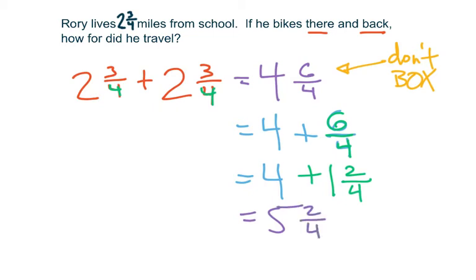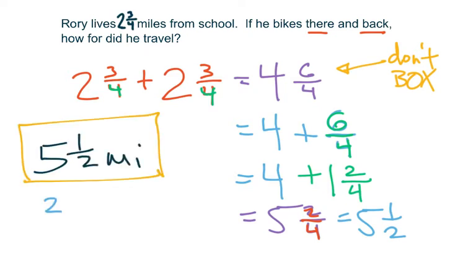Now don't box it up. Why? Well, clearly 2/4 can be reduced. So what would that be? Well, it'd be 5 1/2. And again, don't box that up because it's a word problem. I'd have to say, oh, Rory biked 5 1/2 miles.